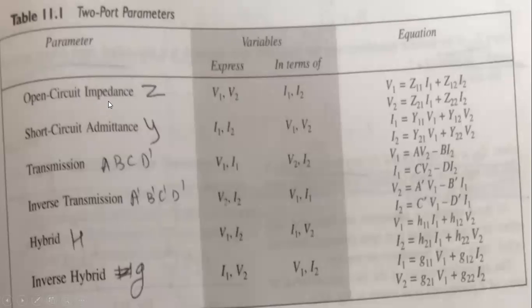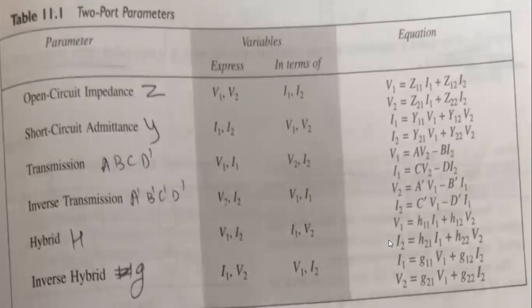The open circuit is nothing but the Z, short circuit is the Y, transmission is the ABCD, inverse is the A dash, B dash, C dash, D dash, hybrid is the H, and inverse hybrid is the G. Here we have already discussed that if I'm talking about the Z, I'm interested in the equation V1, V2. If I'm talking about the Y, I'm interested in I1 and I2. If I'm talking about the transmission ABCD, so V1 and I1. If I'm talking about the inverse, V2 and I2. Hybrid is again V1 and I2.